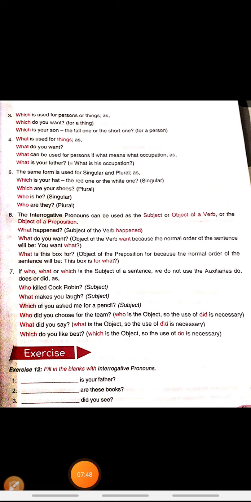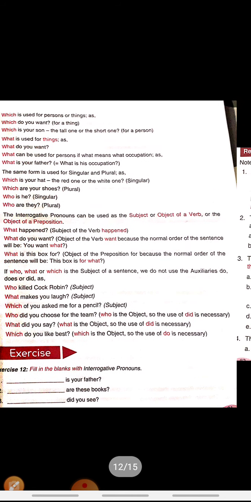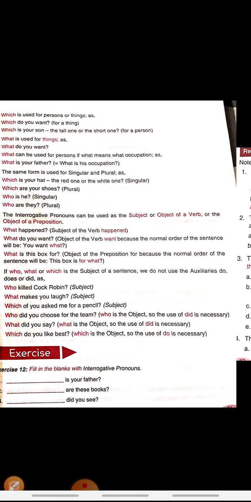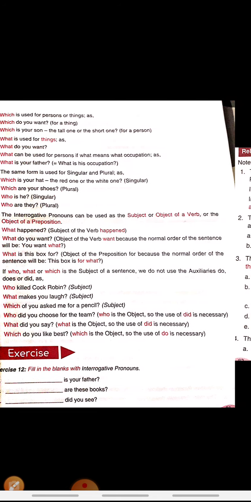Now, in the first three examples, who killed Cock Robin, what makes you laugh, which of you asked me for a pencil. Here, who, what, and which is the subject of a sentence, whatever you answer, you will get the subject, right? But here, in the last three, we discussed that if they are used as a subject, we'll not use the auxiliary verb, right? But in the last three examples, auxiliary verb do and did is used. Why? Now see the difference.